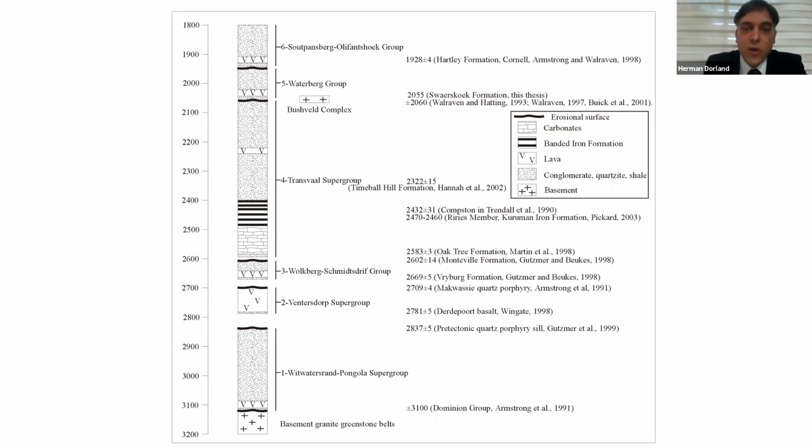And this is what one would expect to see from the ages, that they decrease in age as you go upwards in the succession. This is what you would expect from the geological relationships.